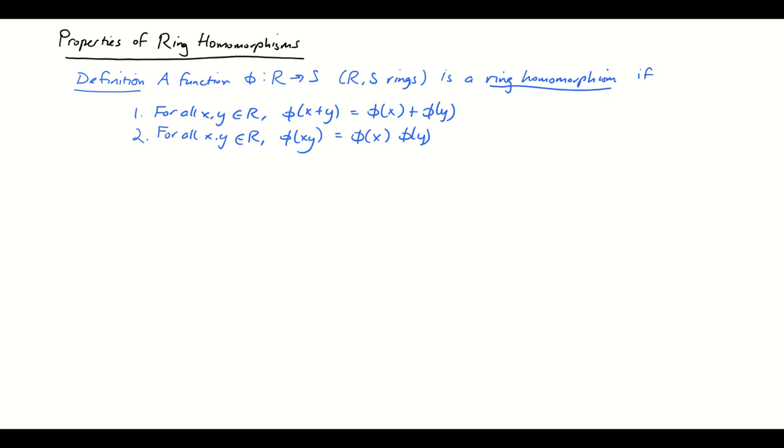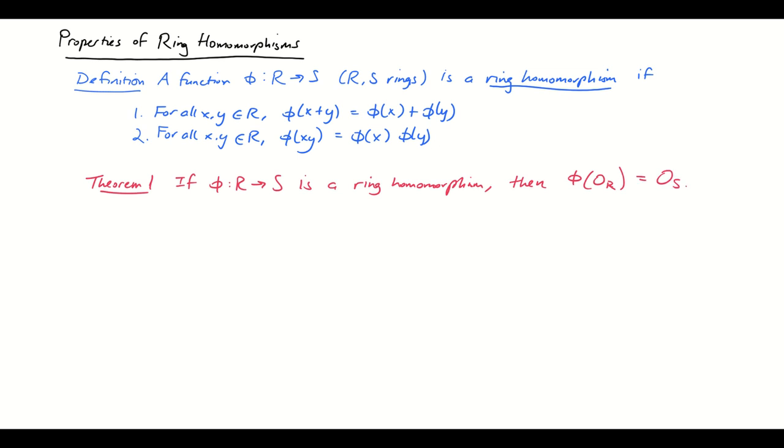This will look very familiar from the work that we did with groups. So this we will call Theorem 1. If phi from R to S is a ring homomorphism, then phi of the zero element of R, that is phi of the additive identity of R, is equal to the additive identity of S.